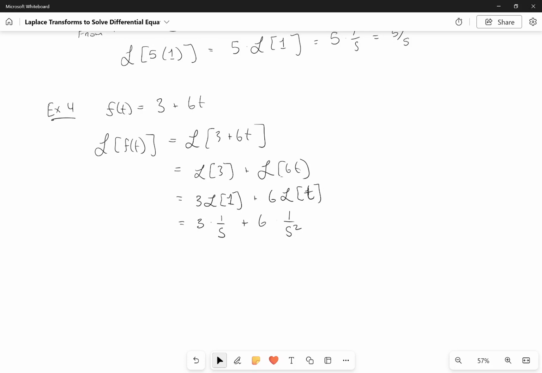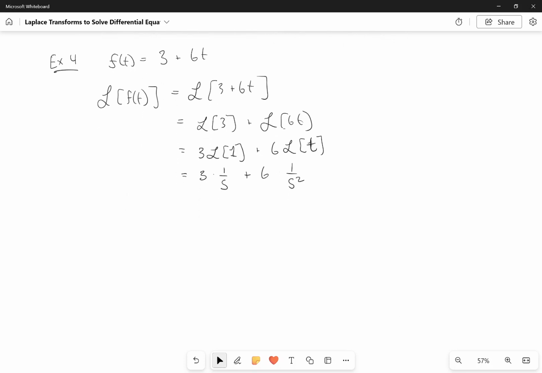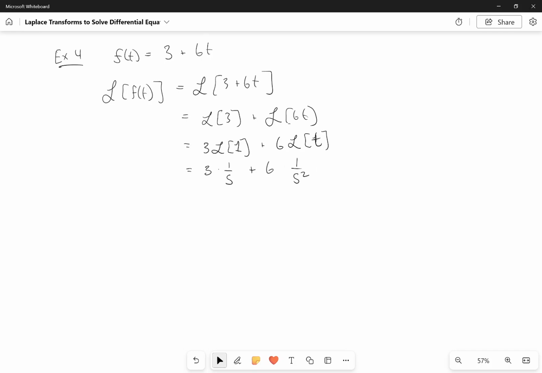All right. Now, let's take a look at something a little more complicated than that. Okay. So example number 5. Let's say that f of t equals negative 4t squared plus 8t plus 9. And I want the Laplace of f of t. So I'm going to take the Laplace transform on both sides, negative 4t squared plus 8t plus 9.